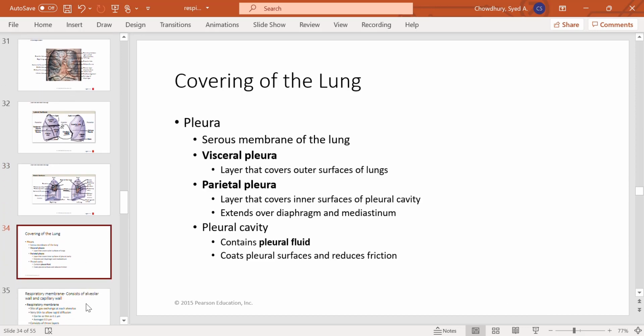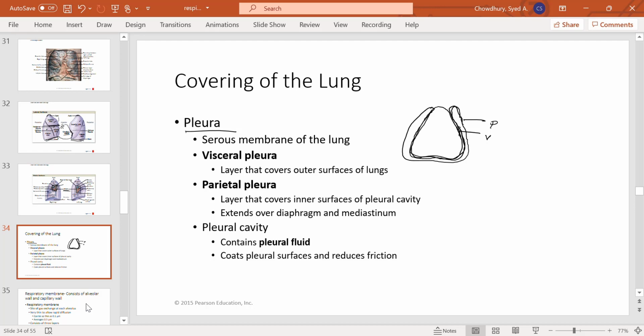Pleura is the covering of the lung. So if this is your lung, it has the covering. Now the covering has two layers. One is attached directly to the surface of the lung, and then it gets folded like this and forms the outer layer. So this is the outer layer and this is the inner layer. So inner and outer, two layers of the pleura. The outer layer is called the parietal and the inner layer is called the visceral.